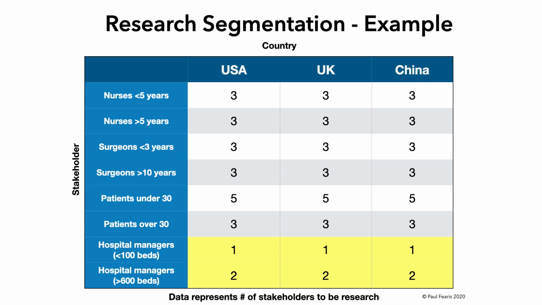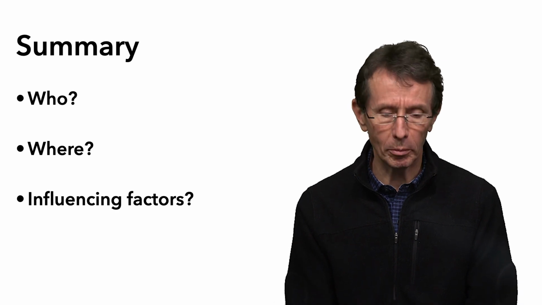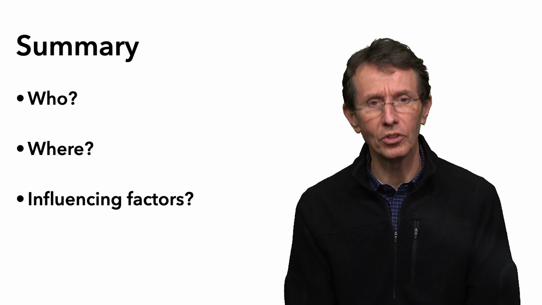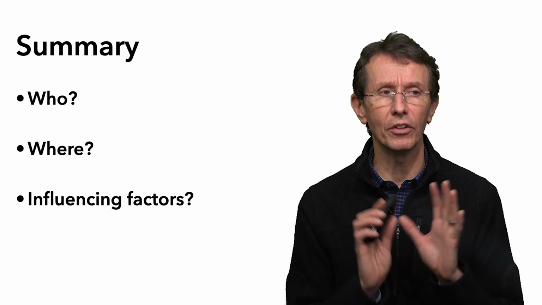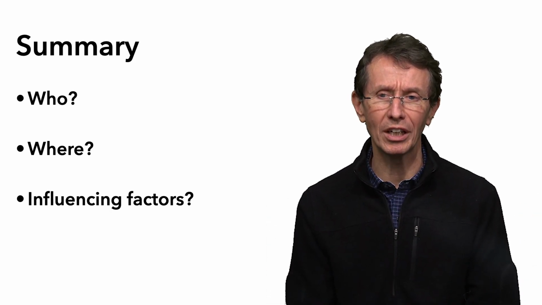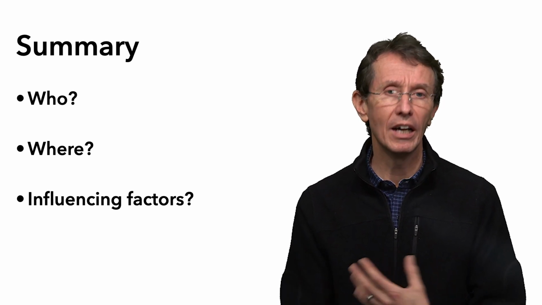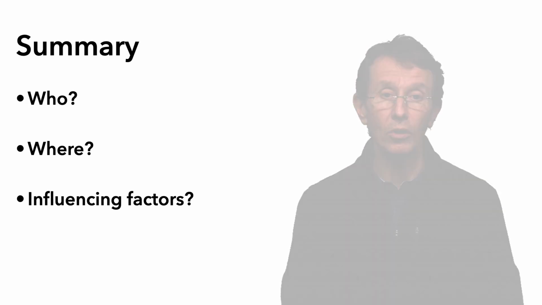And I might also look at who's important here. Well, I know nurses are important. I know patients in this case are particularly important, so I'm going to talk to more of them, but I'm going to talk to fewer hospital managers, maybe because this is an outpatient thing, and maybe it's not so important to hospital management. So that's a research segmentation. And really, its primary purpose is to force us to think about, am I looking at this problem in the round? Who is involved? Where are they? And am I considering all of the influencing factors on where these needs are and how I can find them and make sure that I can be confident in my answers?